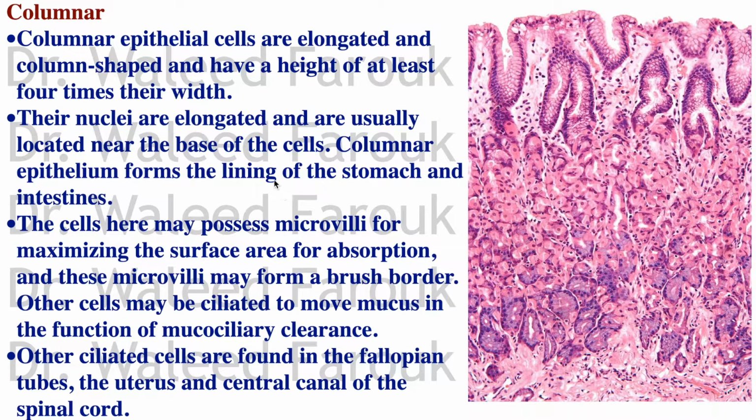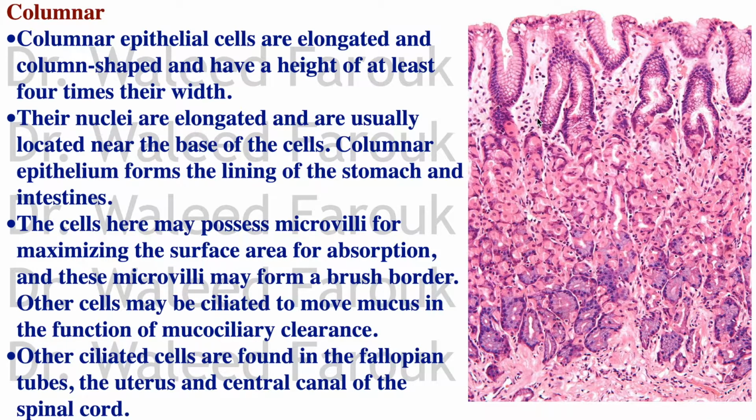Columnar epithelium cells are elongated, as you can see here. They are about 4 times as long as their width, with rounded basal nuclei near the basement membrane, and it forms the lining of the stomach and intestines. The cells may have microvilli to maximize the area for absorption, and the microvilli themselves may form a brush border on top of the cells.